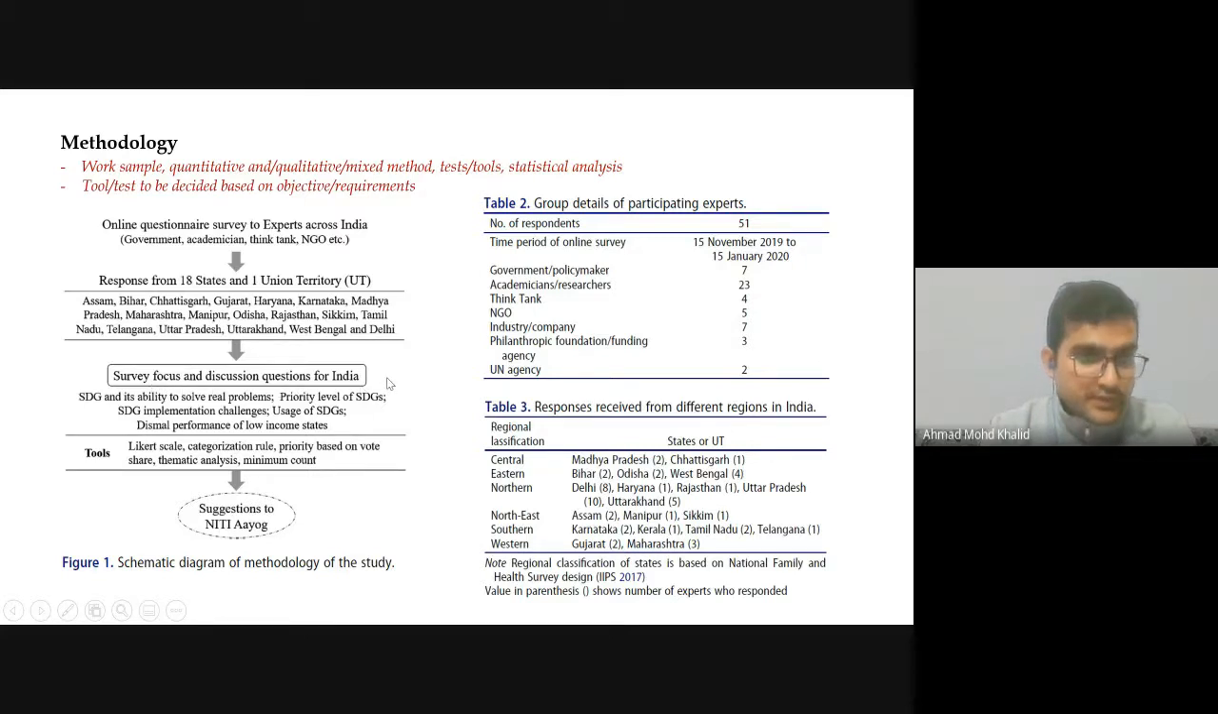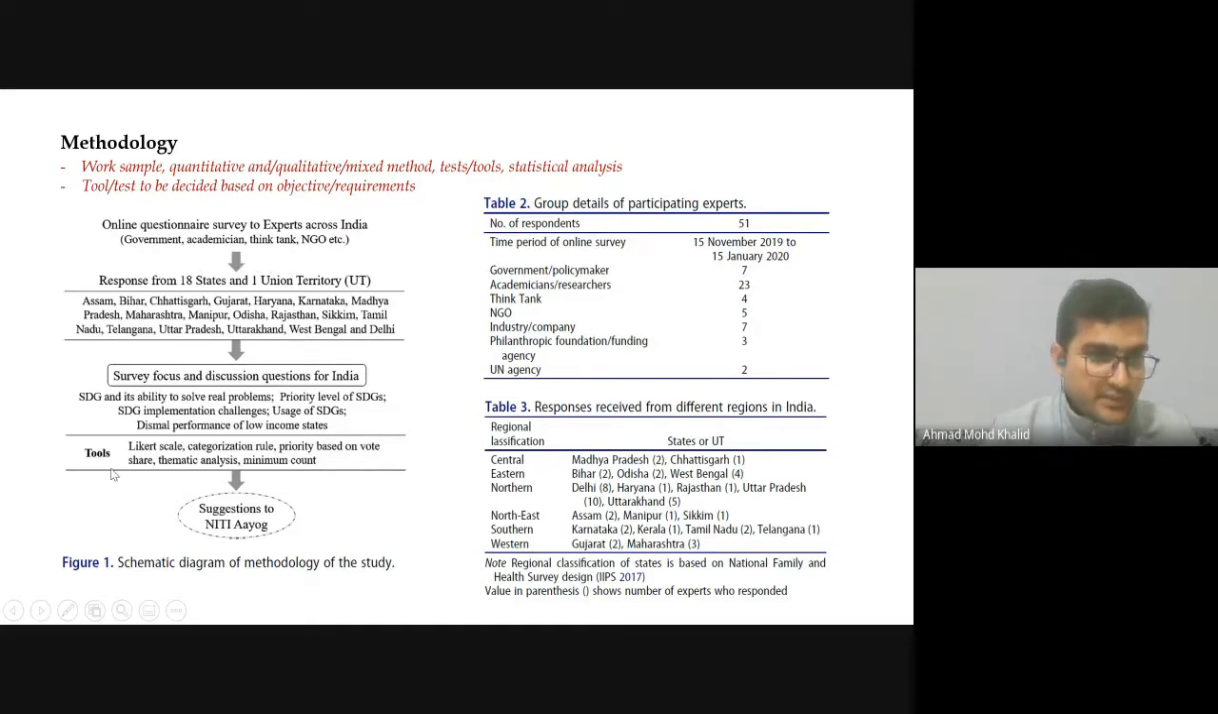So, when we approach the experts, what do we talk to them about? He says the topic of the expert discussion or the survey was SDGs and their ability to solve real problems. What is the priority level of SDGs? What is the SDG implementation challenge in India? What will be the use of SDGs, and why are the low income states performing poorly? What are the reasons? This is all the author asked in the questionnaire survey, which he conducted across 18 states in India, reaching out to experts including government officials, academicians, think tanks, and NGOs.